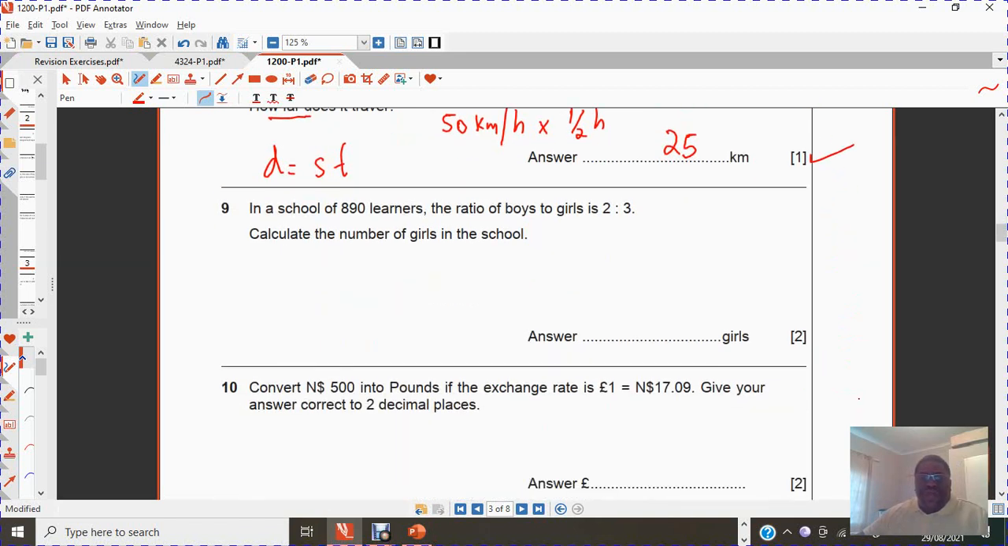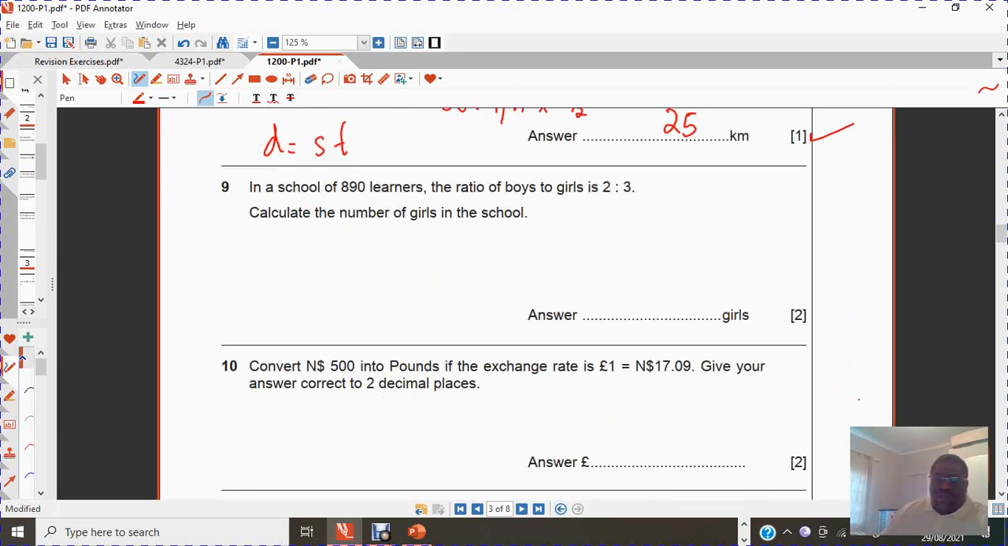In a school of 890 learners, the ratio of boys to girls is 2 to 3. Calculate the number of girls in the school. So the number of girls will be 2 over 2 plus 3. You get the 2 plus 3 by adding the parts.